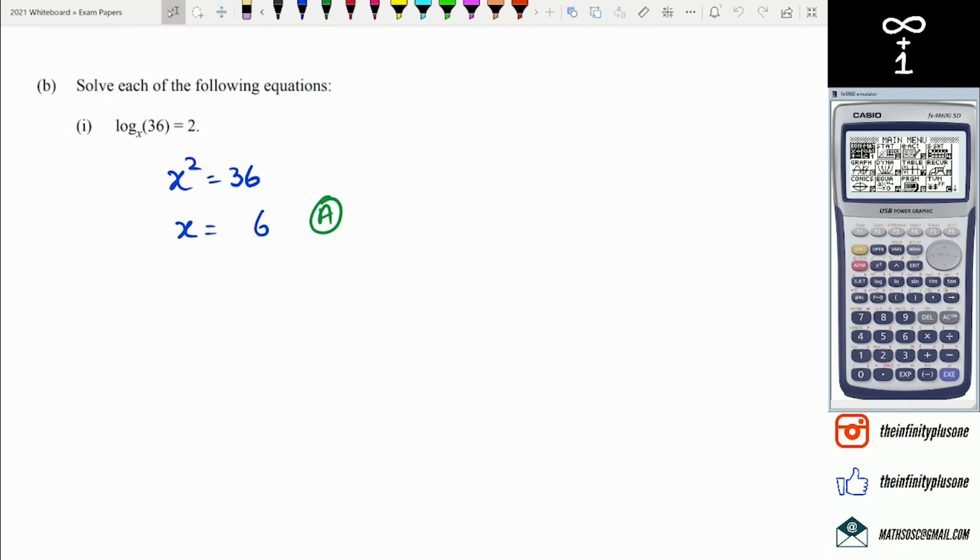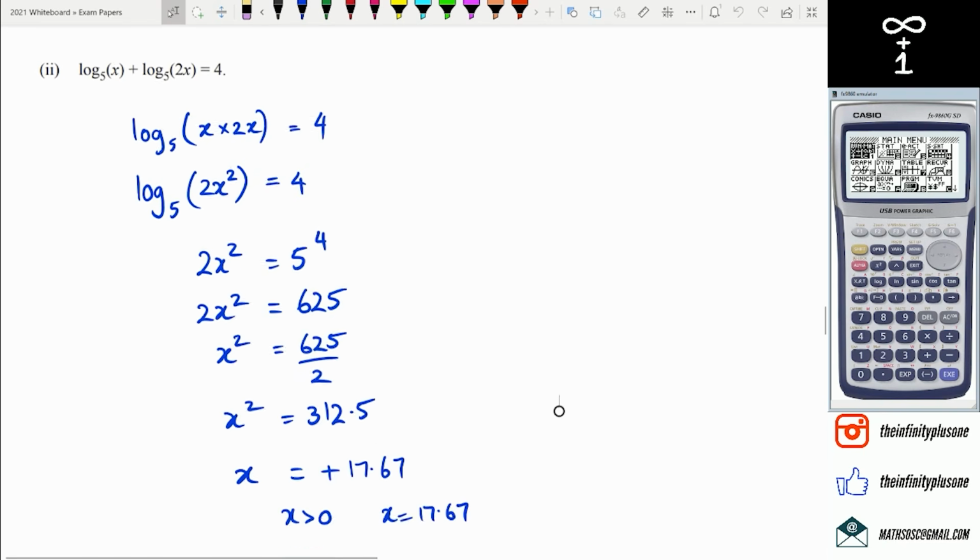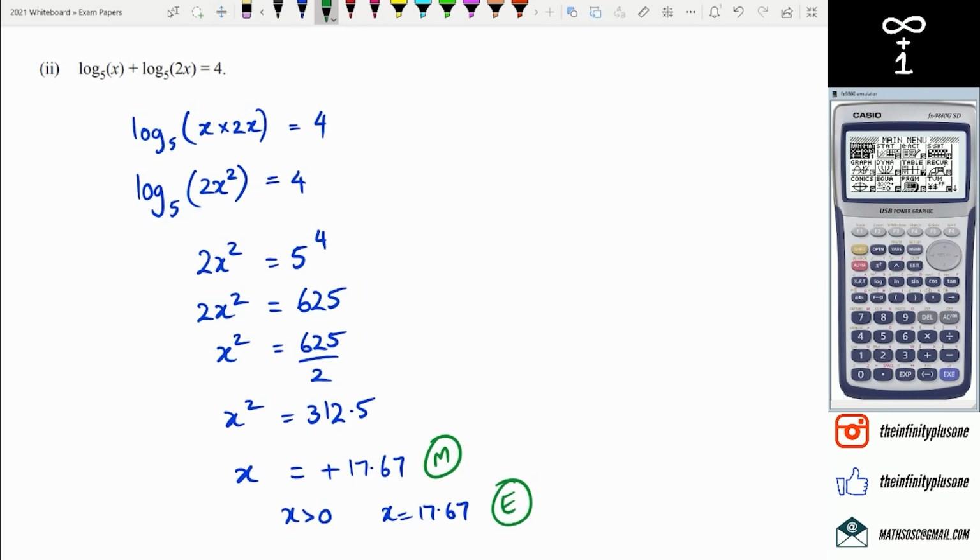Cool. So what we have next is, let's go back to that other question that we were working on. We have to say x has to be greater than that. So therefore the solution is 17.68. Grades wise, final answer gets you an excellence. Finds x gets you a merit. Combines logs in a valid way, that part right there is going to get you an achieved. Not a bad question.